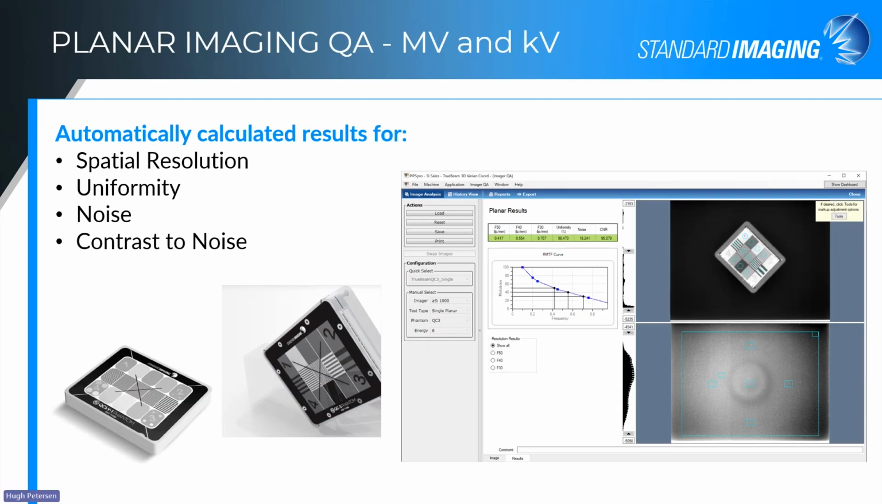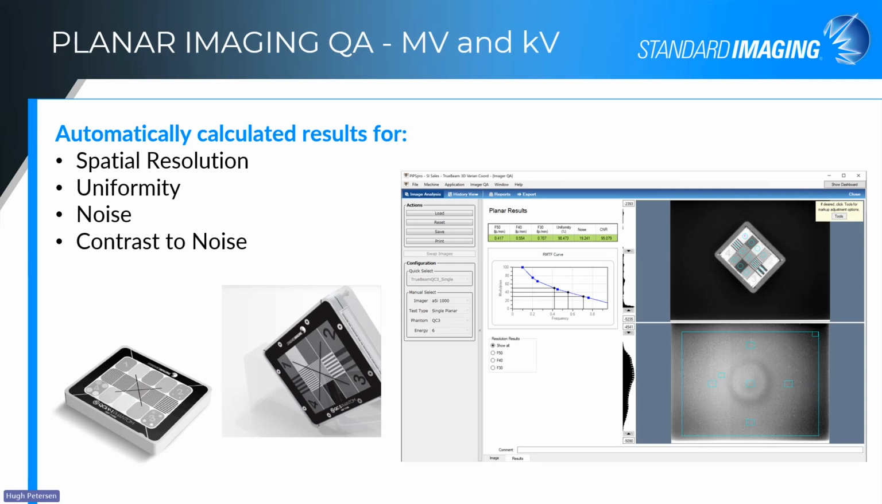Getting into the tests themselves, we have the planar imaging, both MV and KV, for the EPID and the onboard imaging system, and it gives you automatically calculated results for spatial resolution, uniformity, noise, and contrast to noise. It gives you those color-coded results like you see here, green, yellow, and red, like I mentioned. And then you get a nice resolution RTF curve for your resolution results as well.